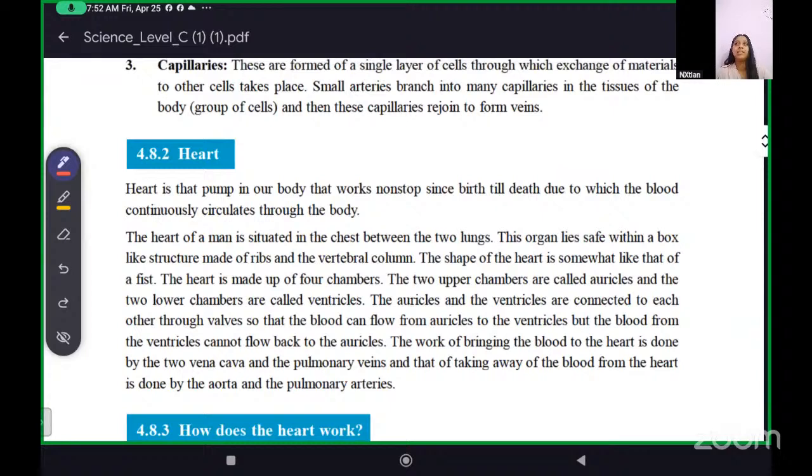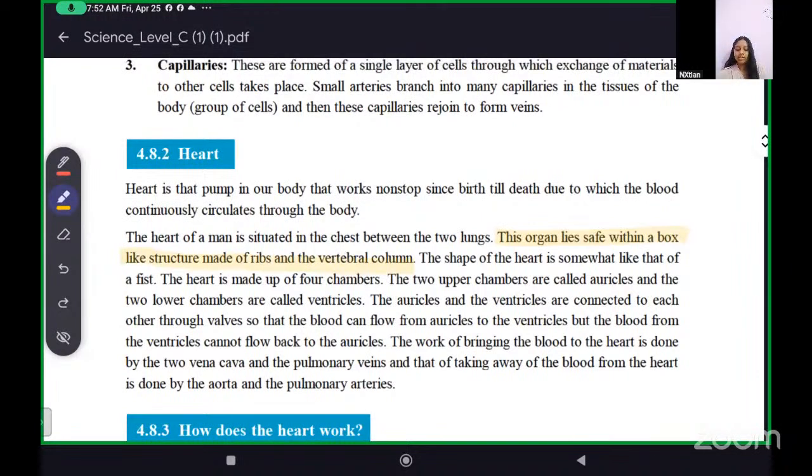Heart is the main organ in the circulatory system, which is responsible for circulation, pumping of blood in our body. Heart is that pump in our body that works non-stop since birth till death, due to which the blood continuously circulates through the body. The heart of a man is situated in the chest between two lungs. The organ lies safe within a box-like structure made of ribs and the vertebral column. The heart and lungs are protected by the rib cage.